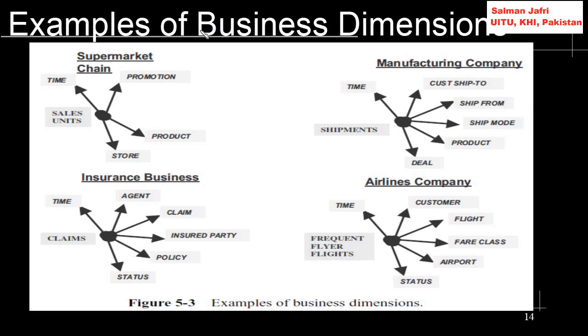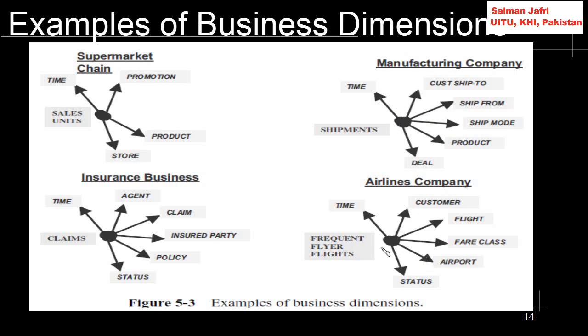So now let's look at some examples of business dimensions. For example, if we are analyzing a supermarket chain and the subject is sales units, right? So what are the dimensions? Time, of course, promotion, product, store. For example, in an insurance business, the subject would be claims and the dimensions are status, policy, insured party, claim, agent. For a manufacturing company, the subject can be shipments and the dimensions will be deal, product, shipping mode, ship from, customer, ship to, time.